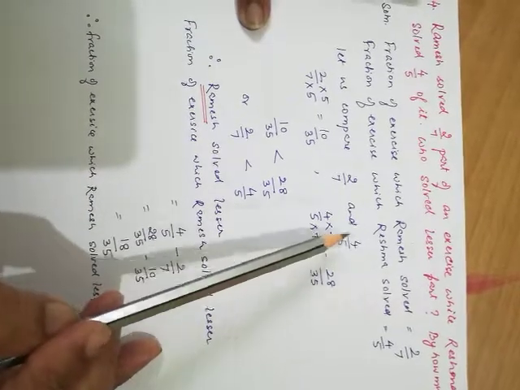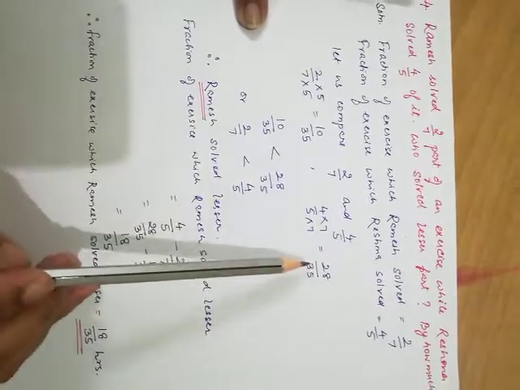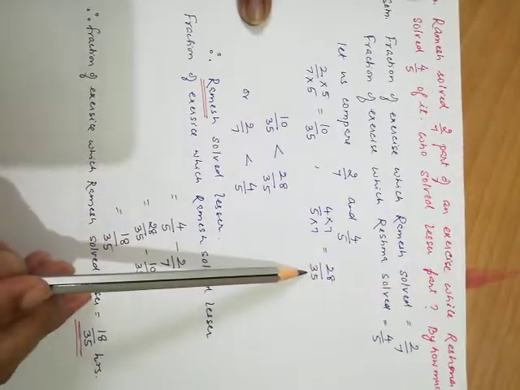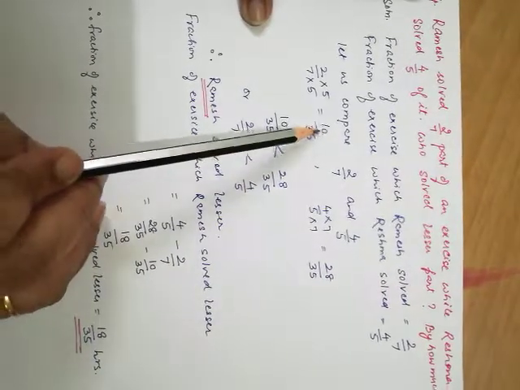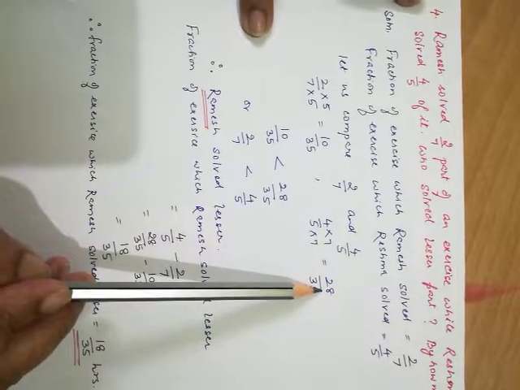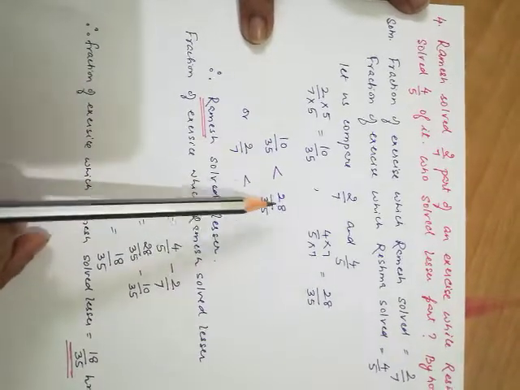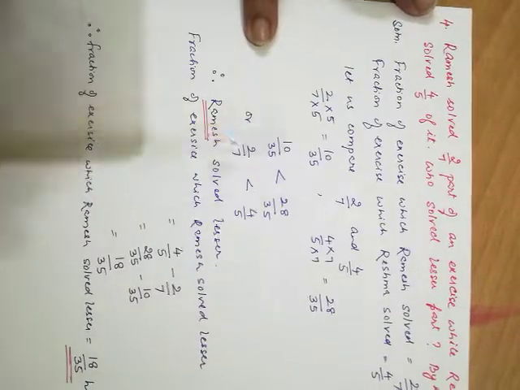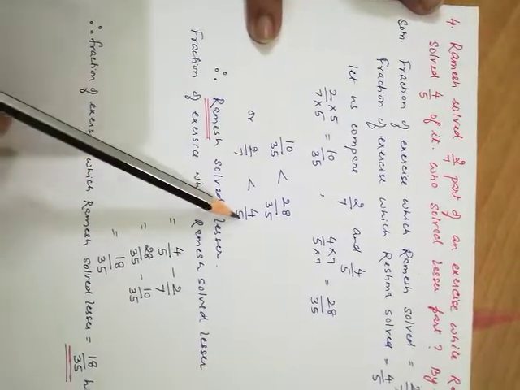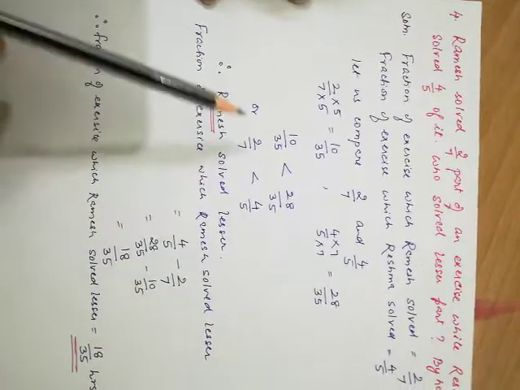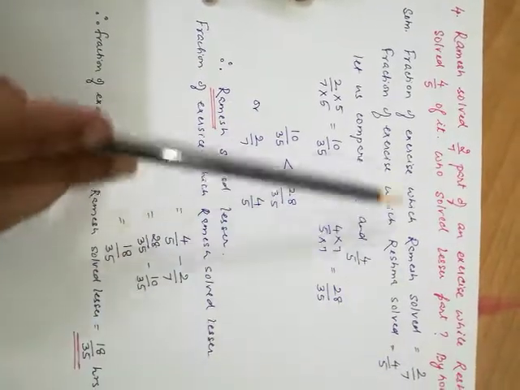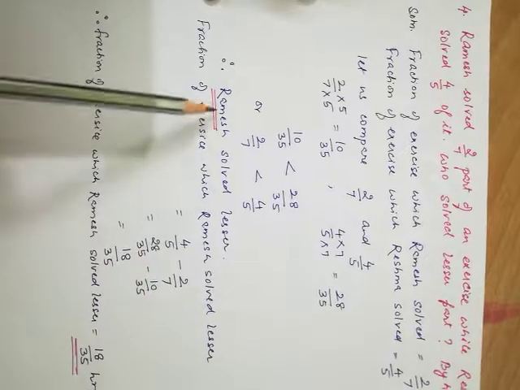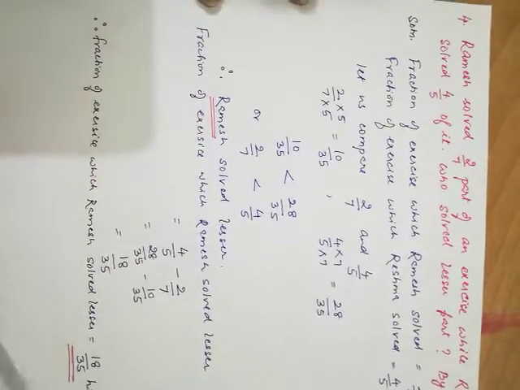To compare, we will change them into equivalent fractions, 10/35 and 28/35. You find that 10 is lesser than 28. So 10/35 is lesser than 28/35. But 10/35 is nothing but 2/7. So 2/7 is lesser than 4/5. And 2/7 is whose? 2/7 is Ramesh's. Therefore, Ramesh solved lesser. Okay, so this one you have to specify.